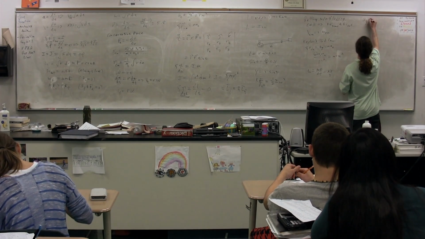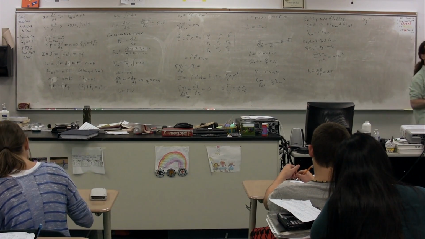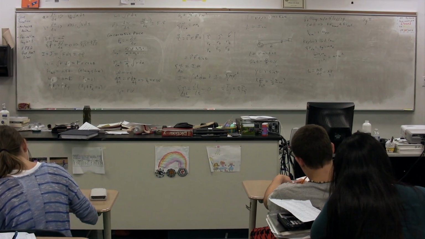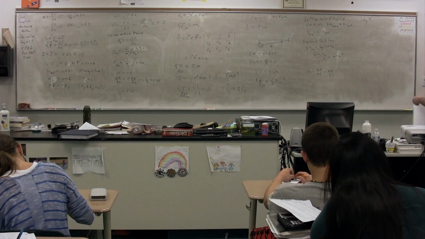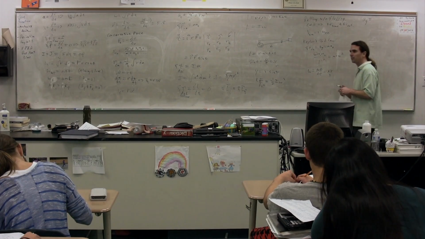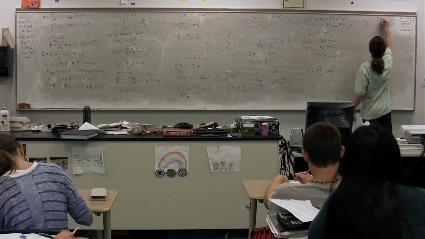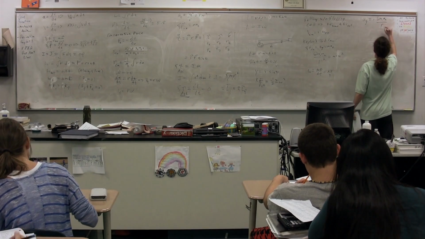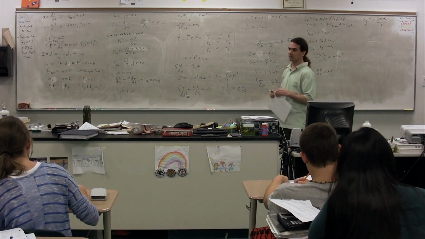Universal gravitational potential energy. The equation for universal gravitational potential energy, please. Negative G M m over r. Please don't miss the negative. It is an important one.